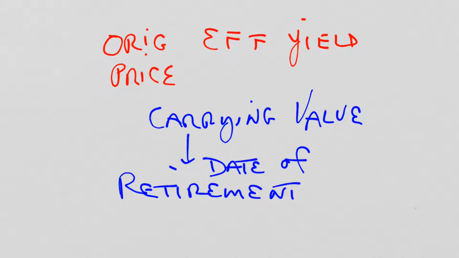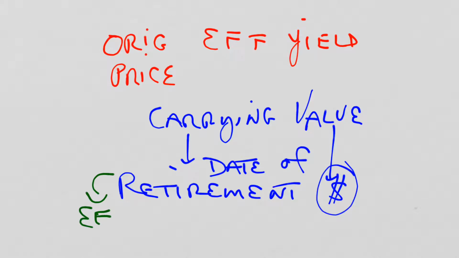So again, what's going to happen is you'll have an original price or an original carrying value. At the date of retirement, you've got to bring that forward to come up with whatever that is, and then you compare it to what it's going to cost you to retire it. That's going to be based on the new effective yield at the date of retirement.